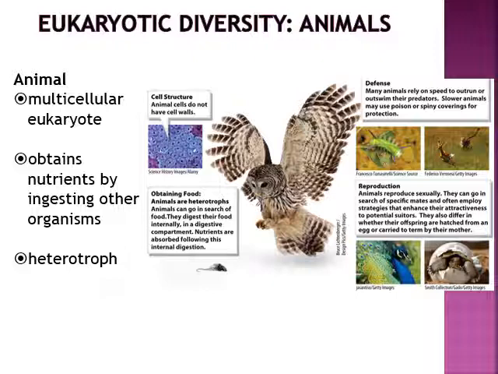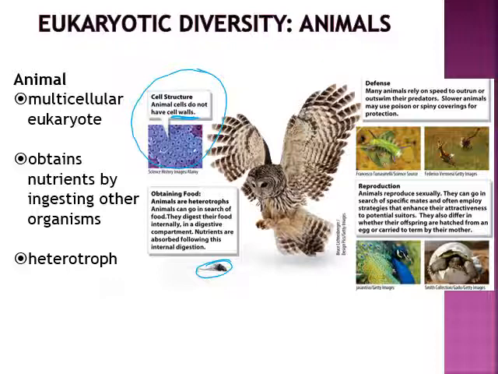So they don't create their own energy. They've got to obtain nutrients by ingesting other animals. They do have a cell structure very similar to other eukaryotes, but they don't have cell walls like plants and fungi do, okay? And again, they're heterotrophs, so they've got to obtain their nutrients from eating other food. And unlike plants and fungi, they're mobile.